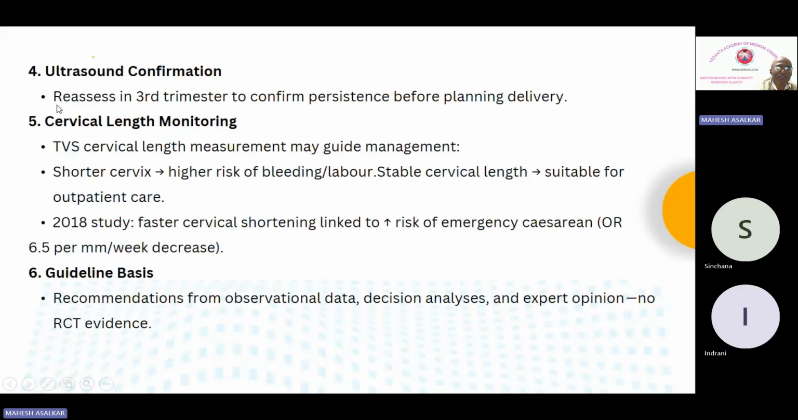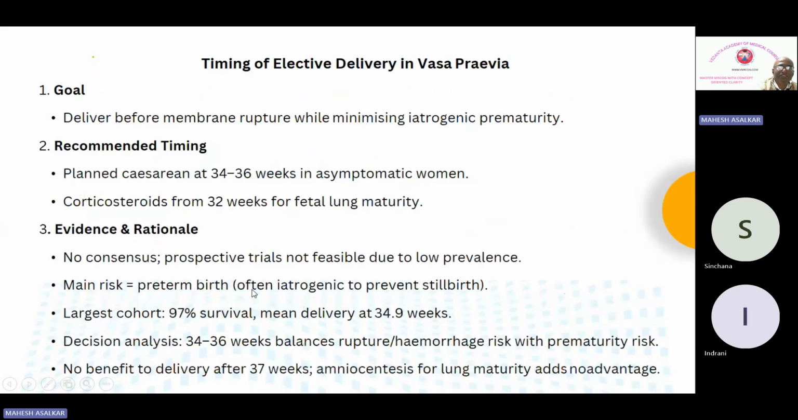Ultrasound confirmation: we have to reassess in the third trimester to confirm persistence before planning delivery. Cervical length: if the cervix is becoming very short, then these patients are likely to bleed, or likely to land up in trouble. That is one of the things they have mentioned.